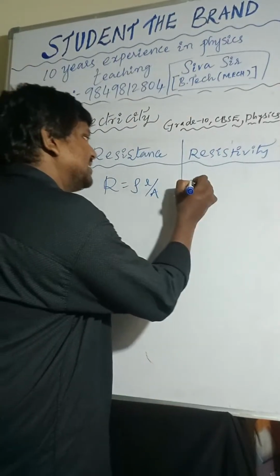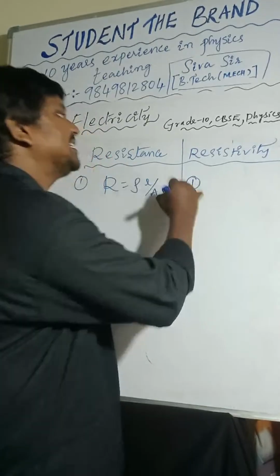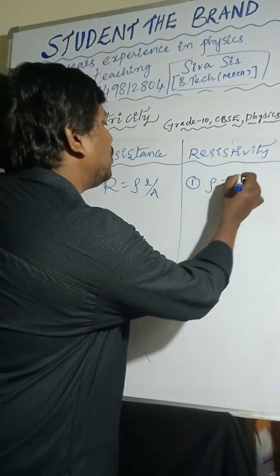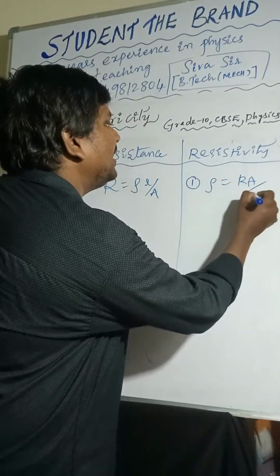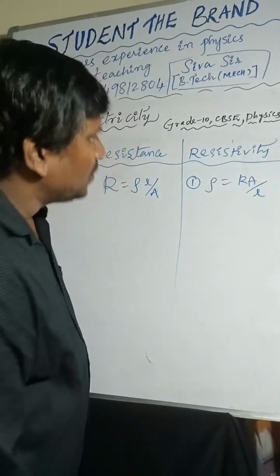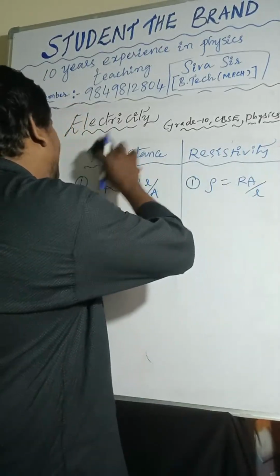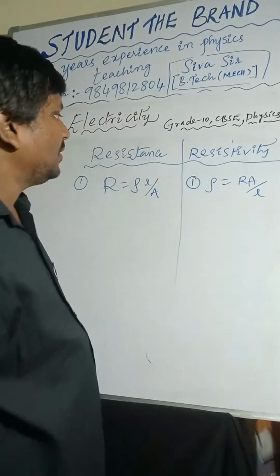Formula of resistance: R equal to rho into L by A. Formula of resistivity: rho equal to RA by L.